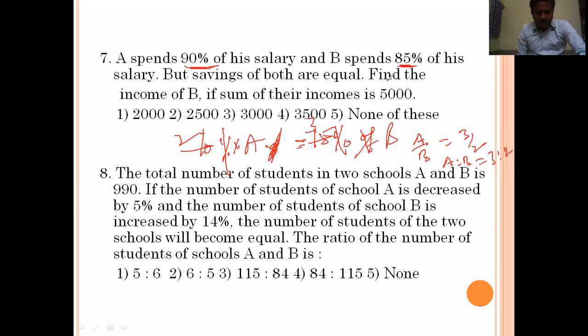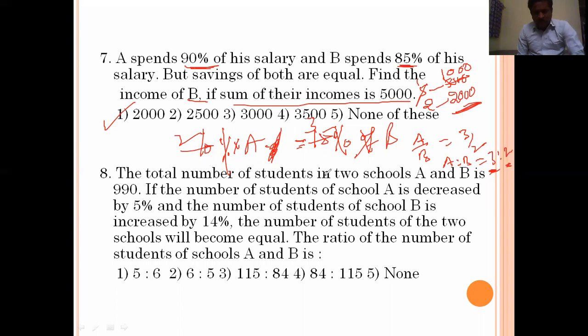Here we find the income of B if the sum of their incomes is 5,000. Their incomes are in the ratio of 3 is to 2. A has 3 parts, B has 2 parts. Total parts is 5. 5 parts value is 5,000, so one part value is 1,000. Here we find the income of B. B has how many parts? 2 parts. One part value is 1000, so 2 parts value is 2000. So 2000 is the right answer, option number 1.